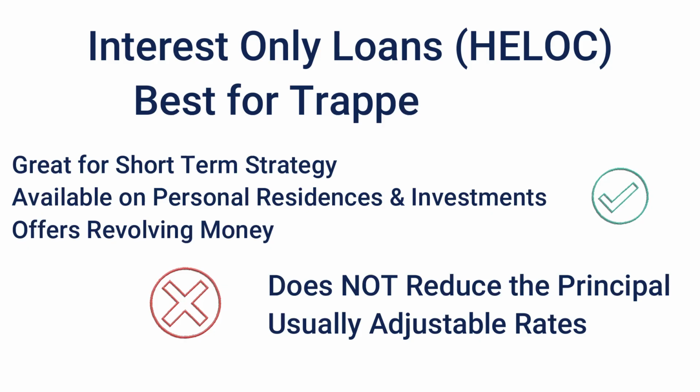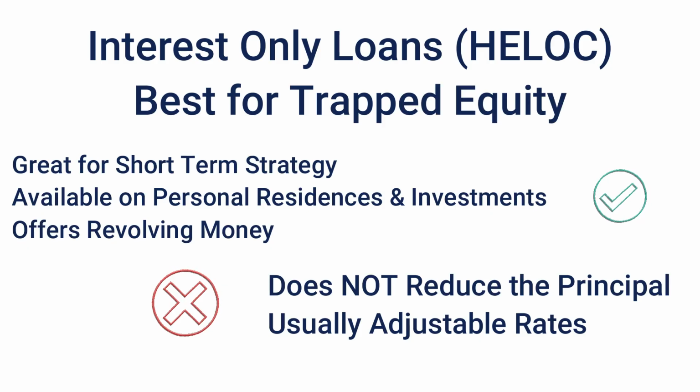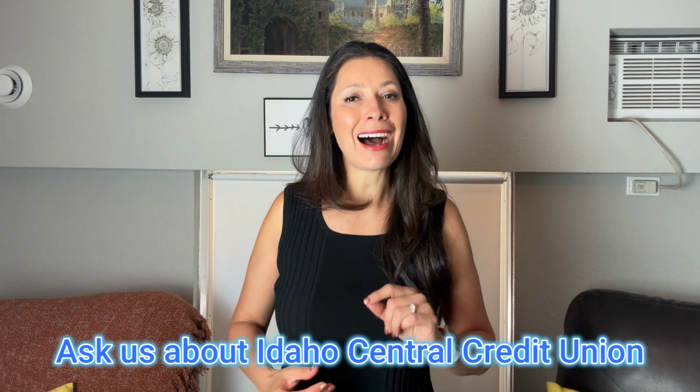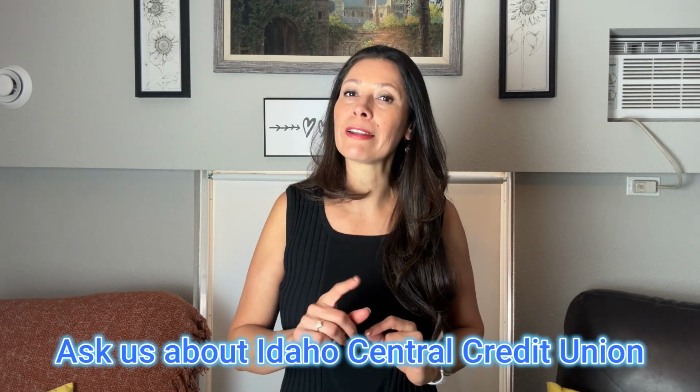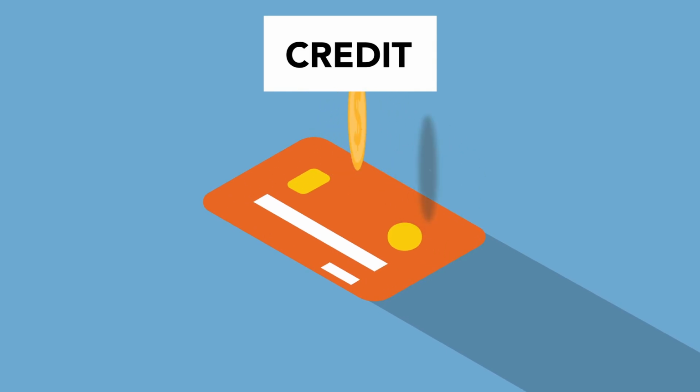Last on my list are interest-only loans like HELOCs. You can pull a HELOC, or a home equity line of credit, on your personal residence, which is the most common. However, I am finding it increasingly common to see lenders who offer HELOCs on investment properties as well. These loans allow you to pay only the interest for a set period, which lowers your monthly payment. Great for managing cash flow, especially on investment property. And because they function sort of like a credit card, you can use the money, pay it back, and have it available to use on your next purchase.